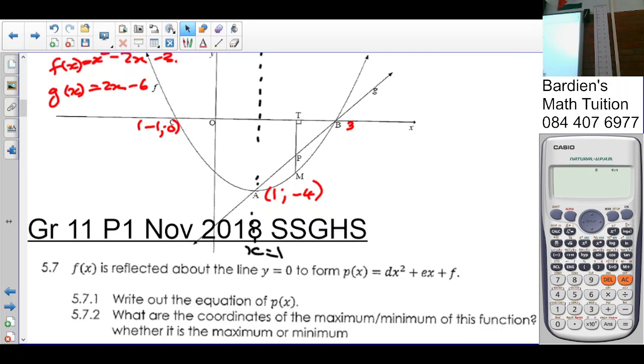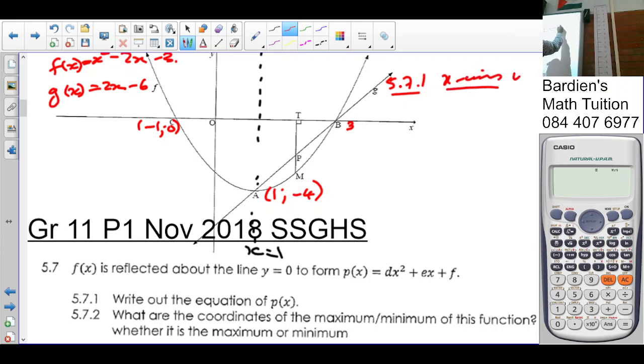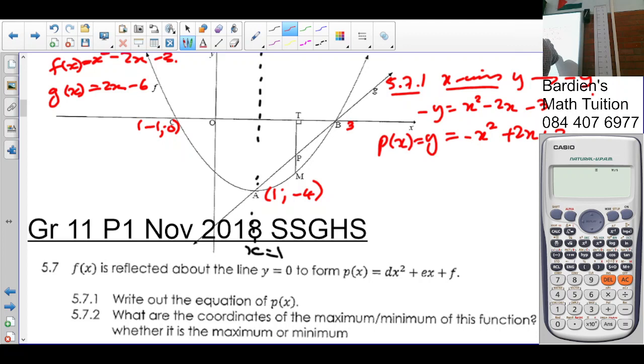So we say that if something is reflected in the x-axis, y becomes negative. Okay? So we have negative y is equal to x squared minus 2x minus 3. You divide by negative, so y is equal to negative x squared plus 2x plus 3. And that is your equation of p of x.